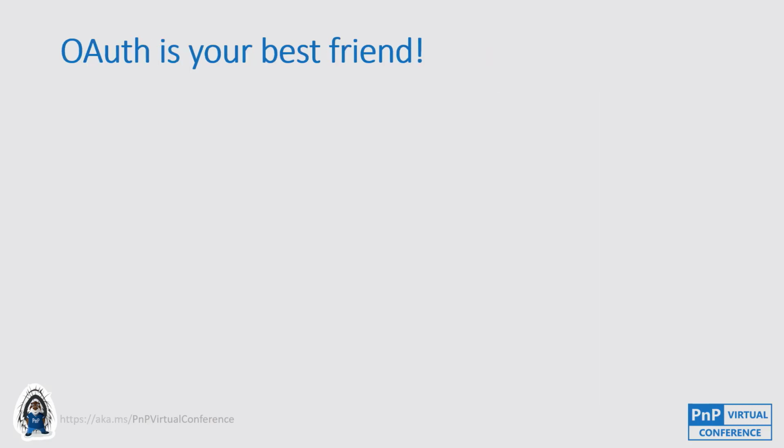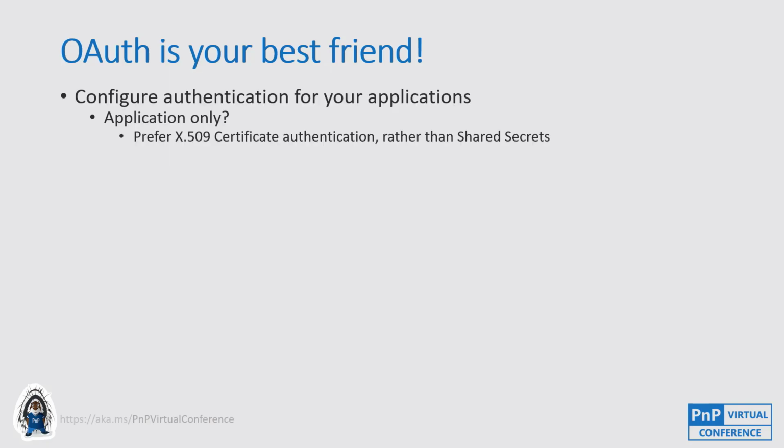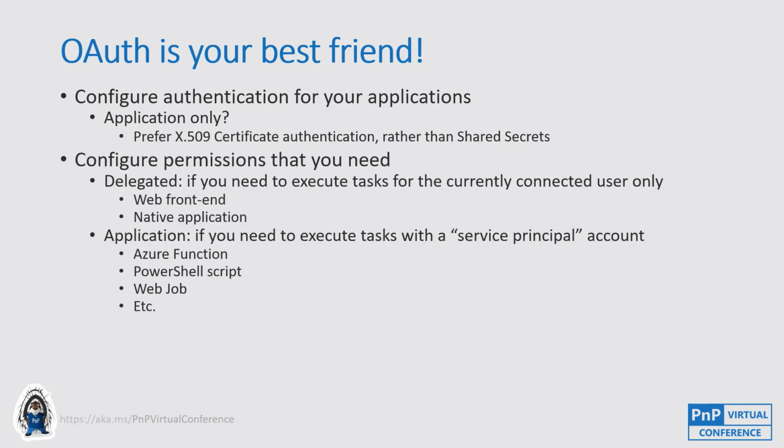Whatever will be your choice, open authorization is your best friend. So configure authentication for your application. If it is application only, you should prefer using an X509 certificate for authentication rather than the shared secret. And configure the permission that you need to access the backend APIs, whether it is the Microsoft Graph or the SharePoint Online APIs or Power BI or whatever else.